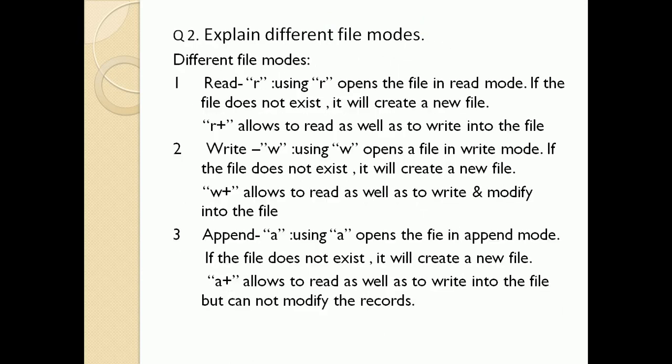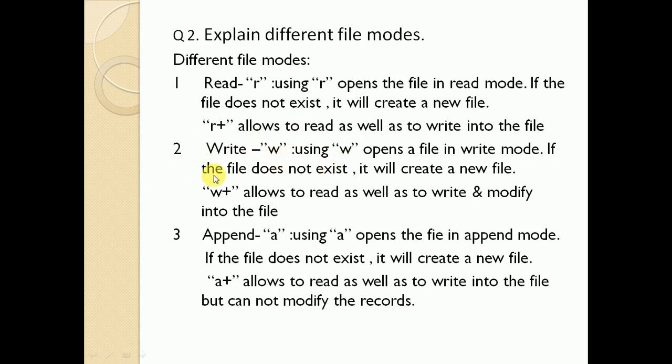Let's see the next question, that is explain different file modes. There are mainly three modes: read mode, write mode and append mode. The read mode is indicated by a small r. This r mode opens the file in read mode. If the file does not exist, then it will create a new file. With this, one more option comes, that is r+, which allows you to read as well as write into the file. The second mode is write mode, which is indicated by a small w.